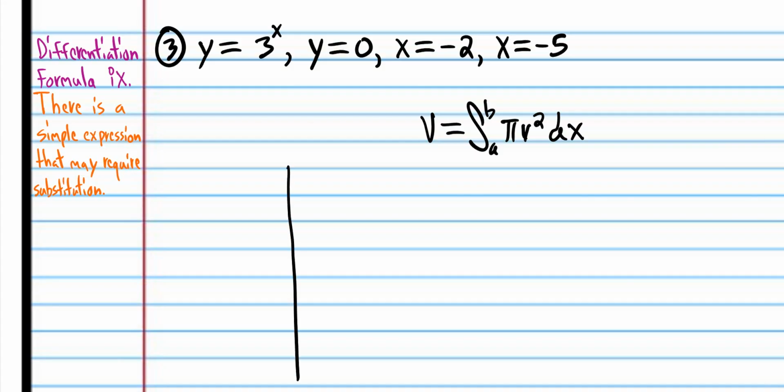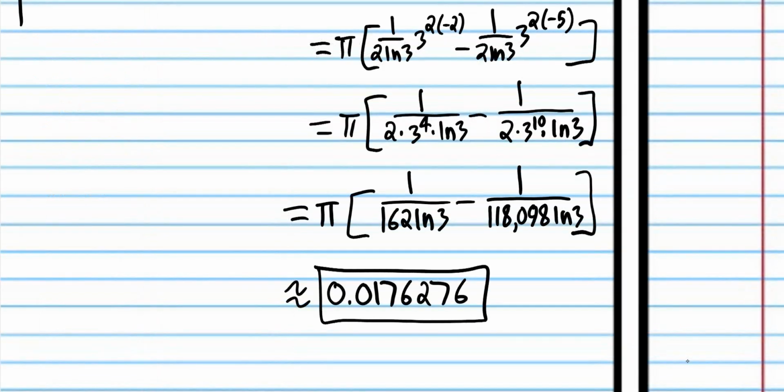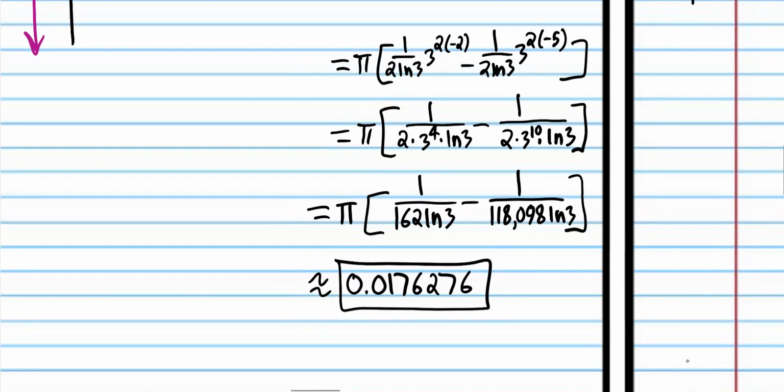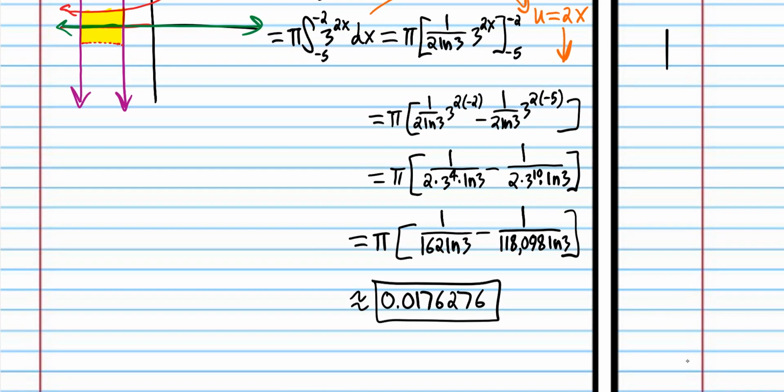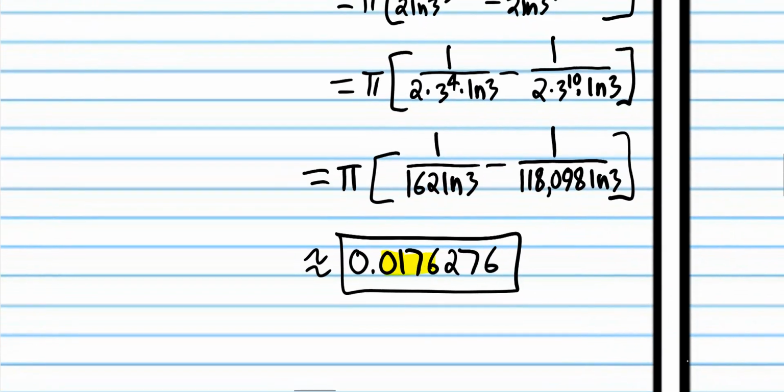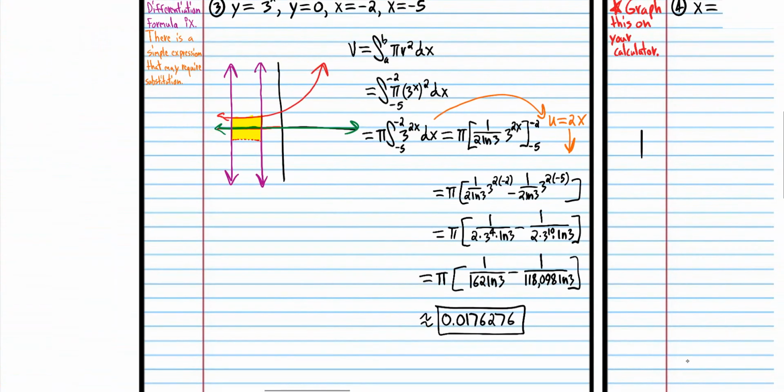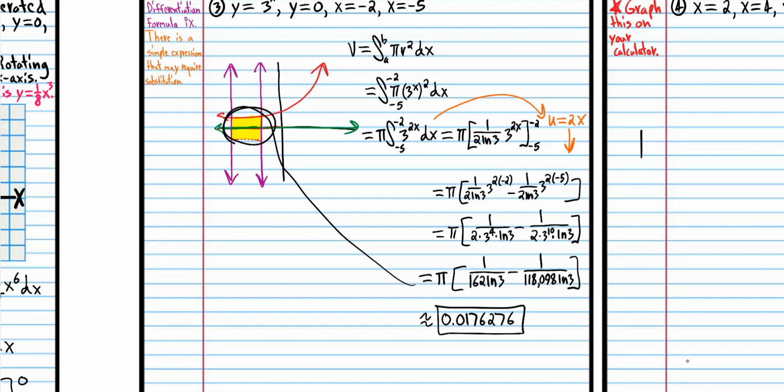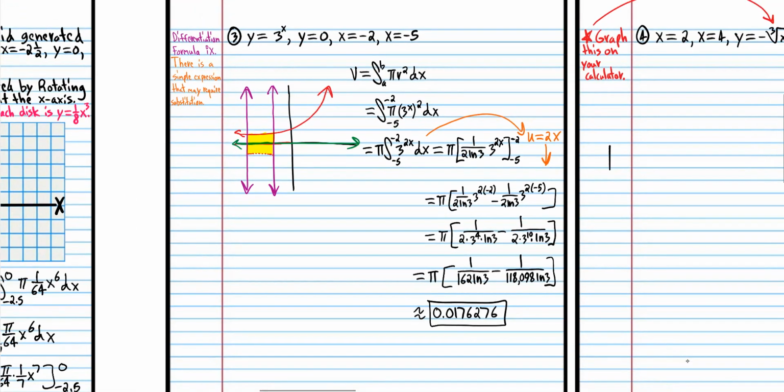Okay, we're back. It's probably more accurate than we really need to be, but if you just wrote maybe these decimals, that's fine. The problem doesn't specify how accurate we need to be, but that's the volume of this solid of revolution. So if you got that right, excellent.